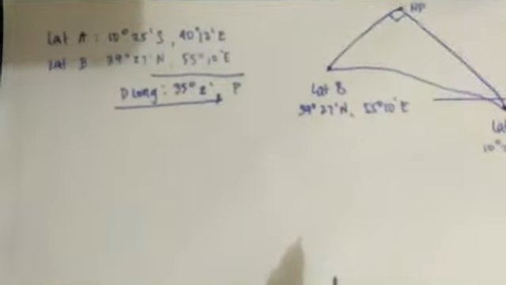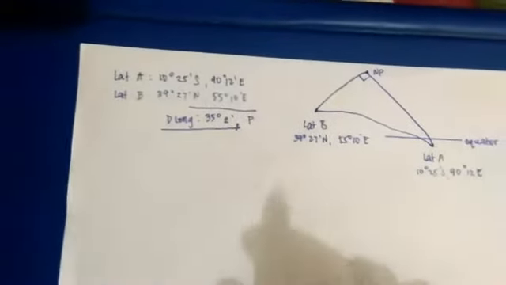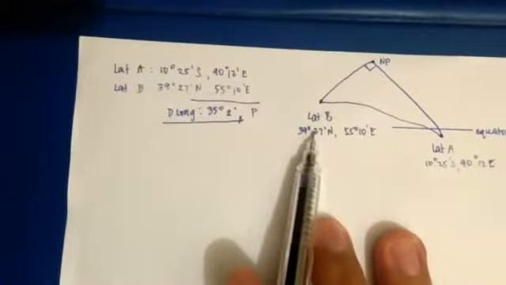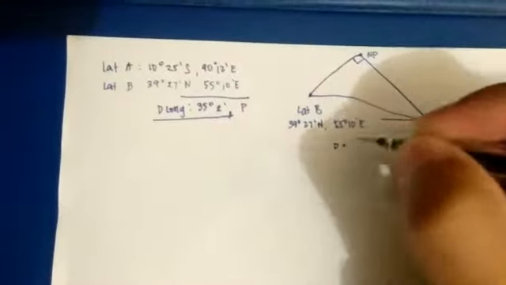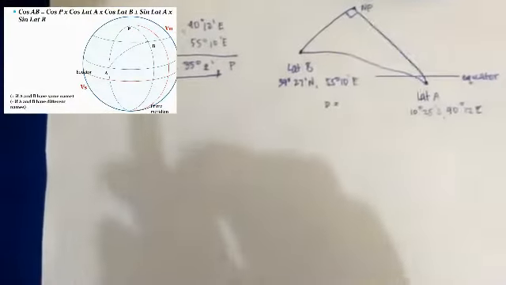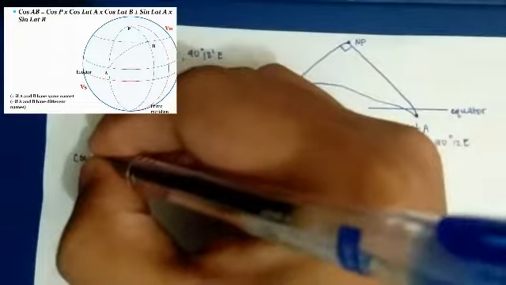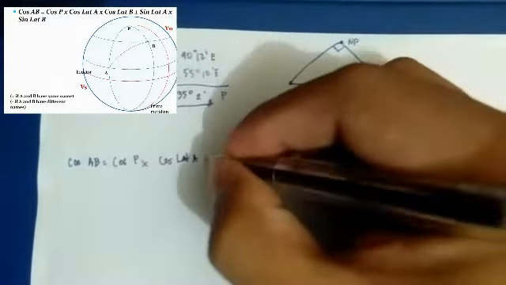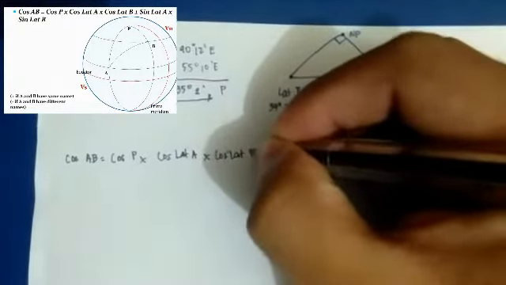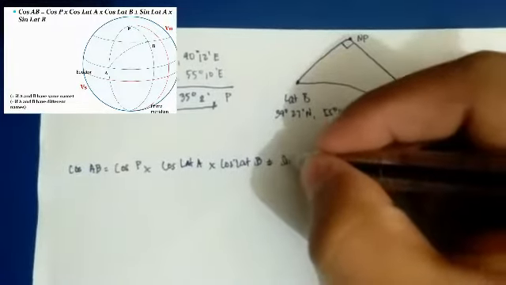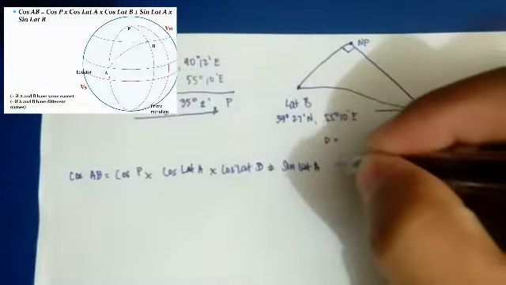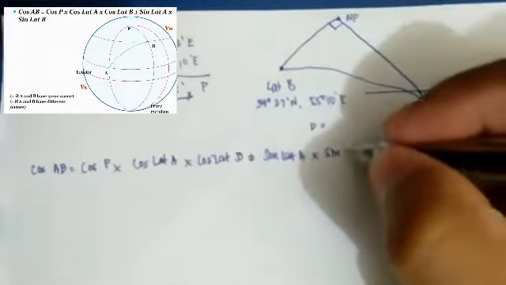Since we already have our d long, next we need to get the distance between latitude A and latitude B. In getting the distance, we need to use the cosine rule, which is cos AB equals cos P, which is the d long, times cos latitude A times cos latitude B plus or minus sine latitude A times sine latitude B.